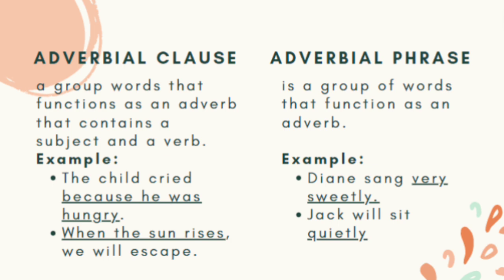For example, Diane sang very sweetly. The underlined phrase is very sweetly. It doesn't contain a subject and a verb, just an adverb. Another example, Jack will sit quietly. The underlined phrase is quietly, which doesn't contain a subject and a verb. So the difference between adverbial clause and adverbial phrase is that an adverbial clause contains a subject and a verb, while an adverbial phrase doesn't contain a subject and a verb, just an adverb.